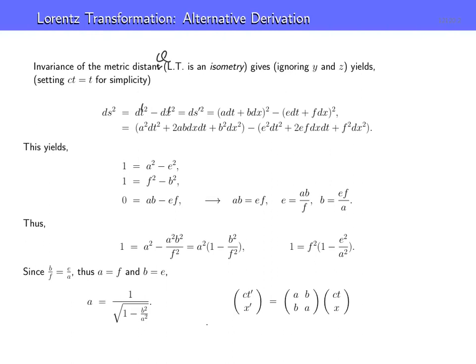So now we eliminate f and e. So we just have a is equal to 1 over the square root of 1 minus b squared over a squared. Seems suggestive, but we're not there yet. But more importantly, our Lorentz transformation in general has simplified to this form. We have a, b, b, a. So we have two constants left, and we are getting closer to what we need.